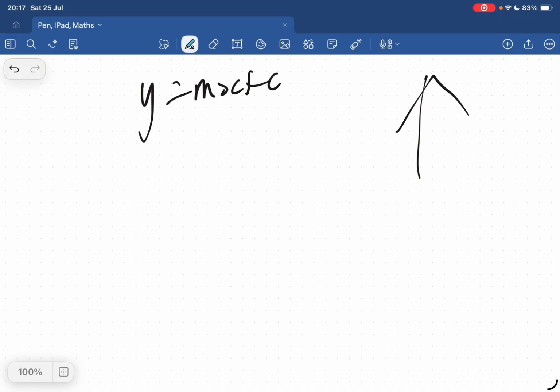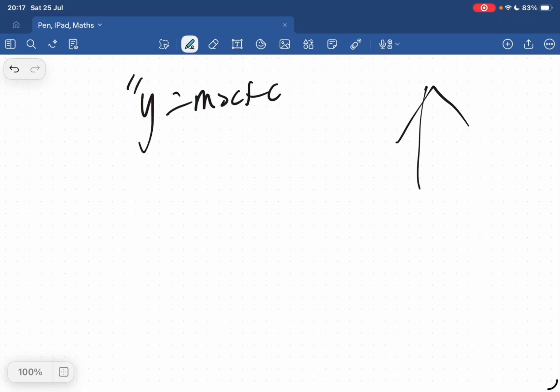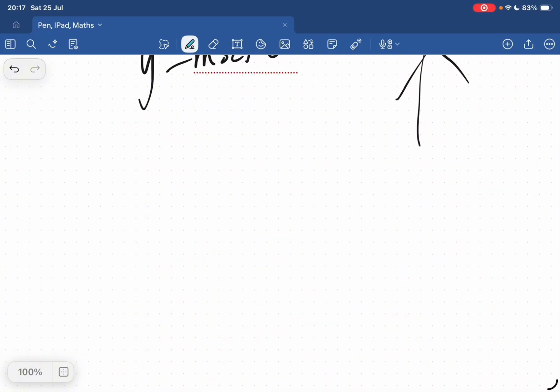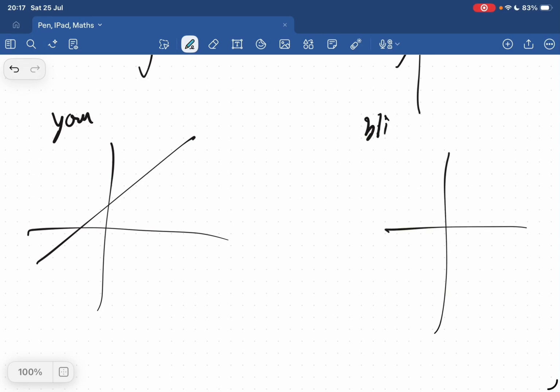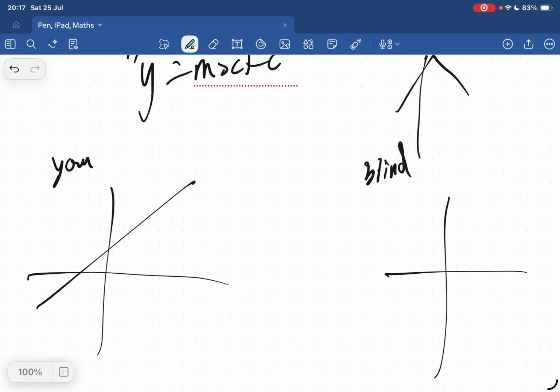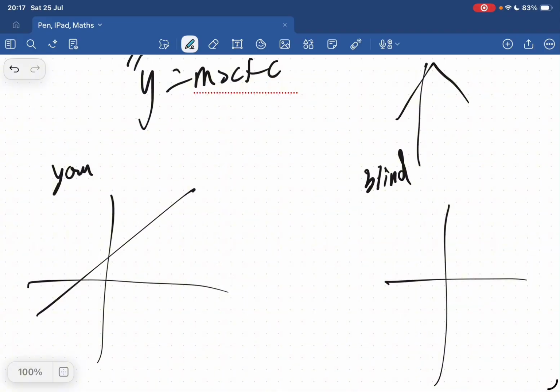So let's really understand this formula of y equals mx plus c. If you were to tell a blind person to draw the graph you've been given, what information do they need? Well, you're guiding their pen, and you've got to tell them one point.